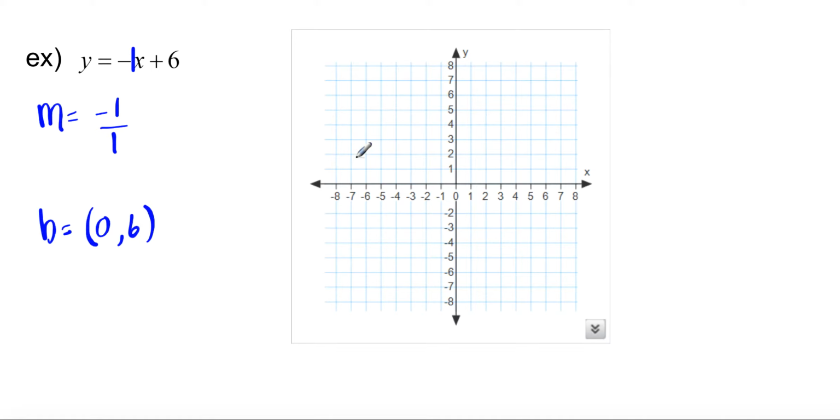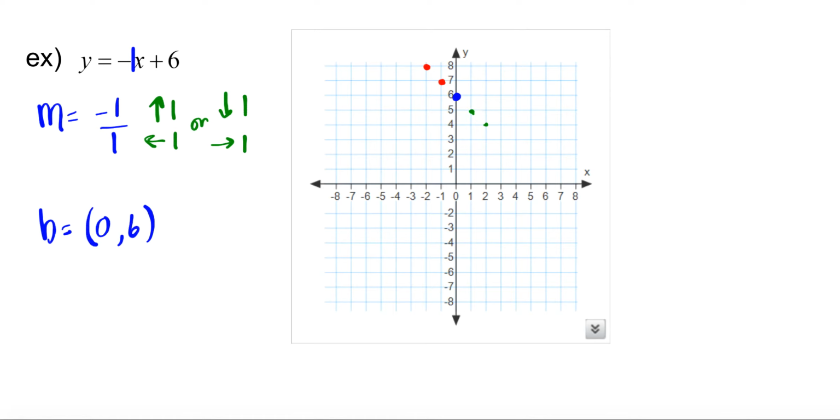Start by graphing your point, (0, 6). We have a negative slope, so we're going to go left. So we're going to rise 1, left 1, rise 1, left 1. We kind of ran out of graph, so we need to do the opposite. Instead of going up 1, left 1, we can also go down 1, right 1. Down 1, right 1, down 1, right 1. I think that's plenty of dots.